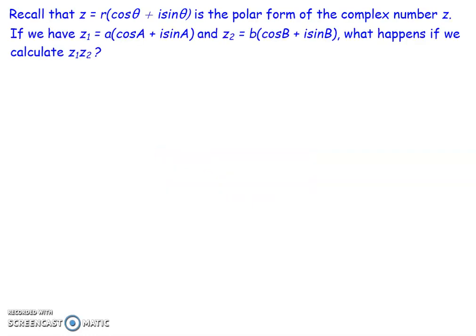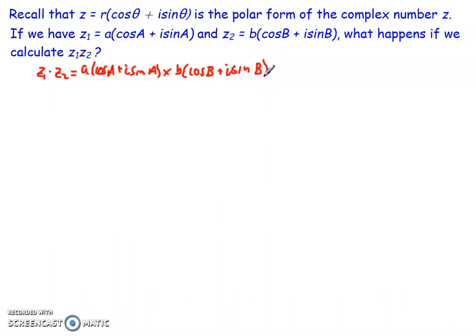Let's imagine that I have two numbers written in polar form. Now remember, that's z equals r cos theta plus i sine theta. Let's imagine I give you two numbers, z1, which is a cos A plus i sine A, and z2, which is b cos B plus i sine B. Let's see what happens if we multiply the two of them together. So if I was to do z1 times z2, that would give me a bracket cos A plus i sine A multiplied by b times cos B plus i sine B.